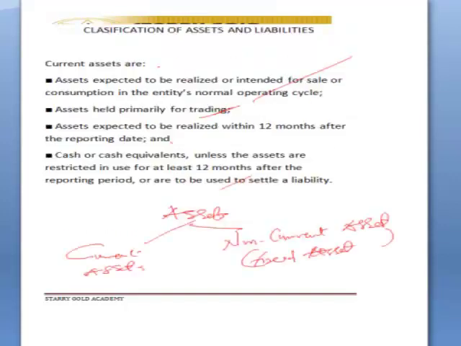But before we look at liability, the non-current assets are tangible assets that are bought for the use of the business. They have a long lifespan, more than a year. They are not intended for sale in the ordinary course of the business. That's what we call the non-current asset.